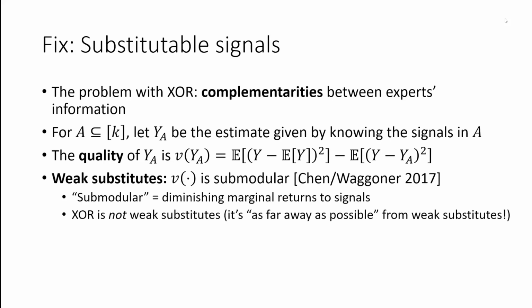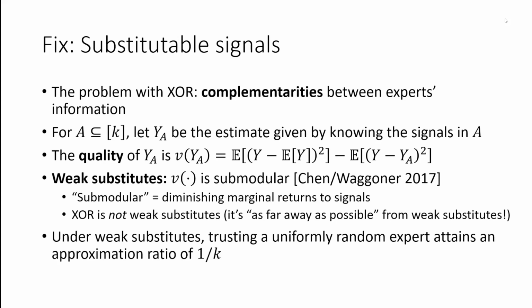And one natural property that you might want from your quality function is that it be a submodular set function on the subsets of the experts. And this condition was introduced by Yiling Chen and Bo Waggoner, and they called it weak substitutes, which is the term that we will use for it. And if you don't know what submodular means, the details are not important, but you should think of it as there being diminishing marginal returns to learning extra signals. And so XOR is not weak substitutes. In fact, it's as far away as you could possibly get from weak substitutes.